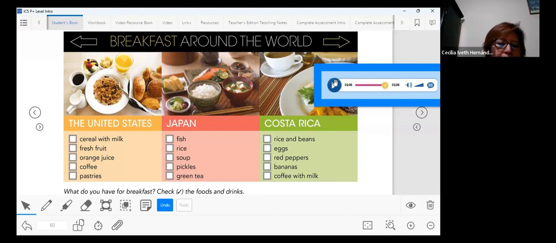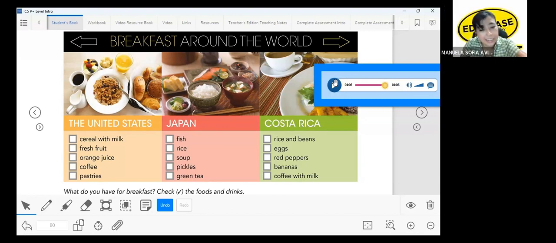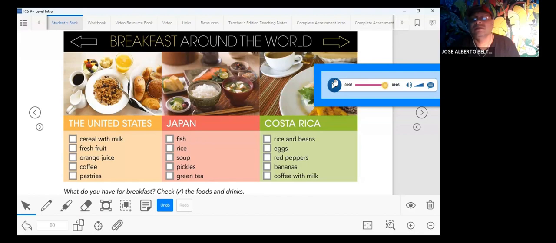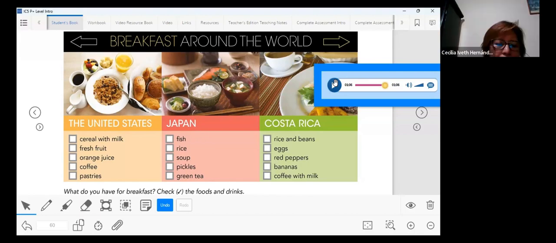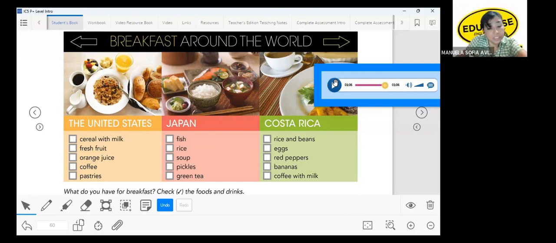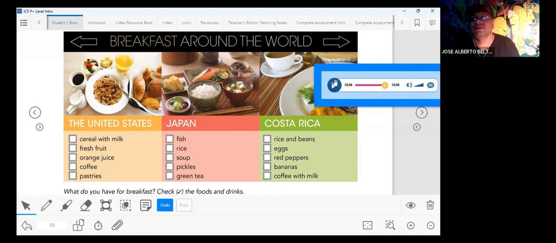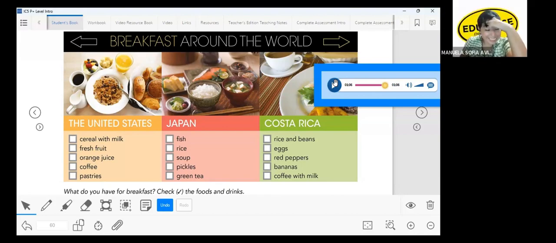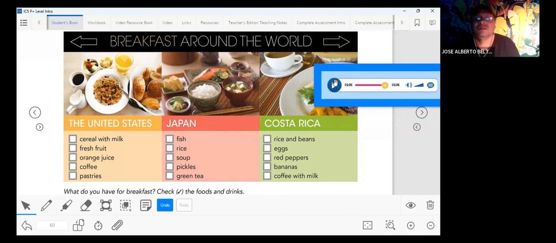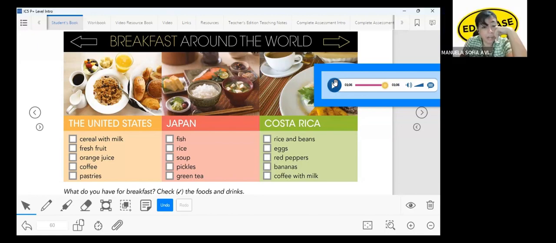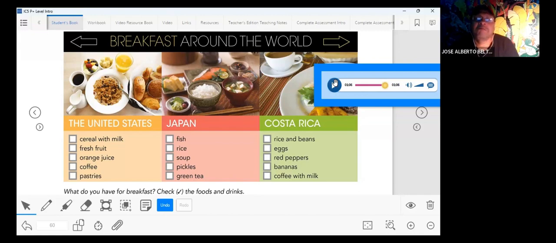I like the rice with egg only. Just Costa Rica's? No, Japan, there's rice and egg. Okay, so Costa Rica's, right? But between the United States and Japan, what do you think, Mr. Beltran? Japan is similar to a lunch. Yes, our lunches. Yes, it looks like a lunch, right? But it's a breakfast.